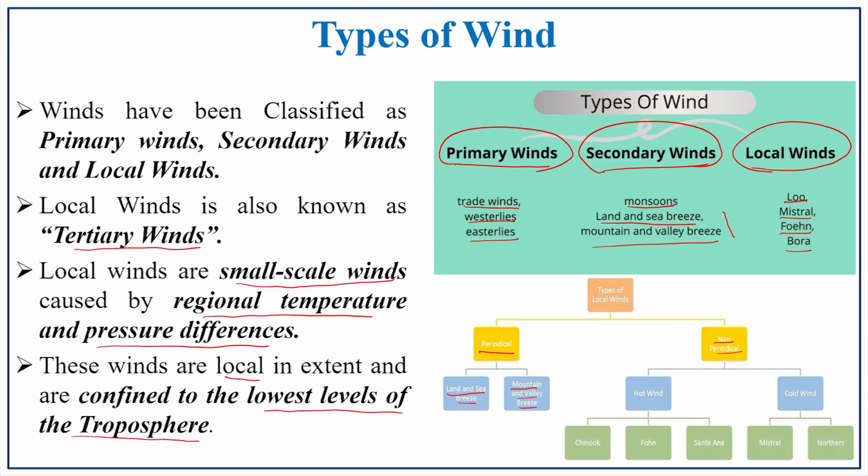The next one is non-periodic wind. This is the wind which we are going to discuss in an elaborate way. It is further classified into hot winds and cold winds. The hot winds are Chinook, Foehn, Santa Ana, and the cold winds are Mistral, Northers. It does not stop with these categories; in the world there are a lot of hot and cold winds. How do these hot and cold winds prevail?